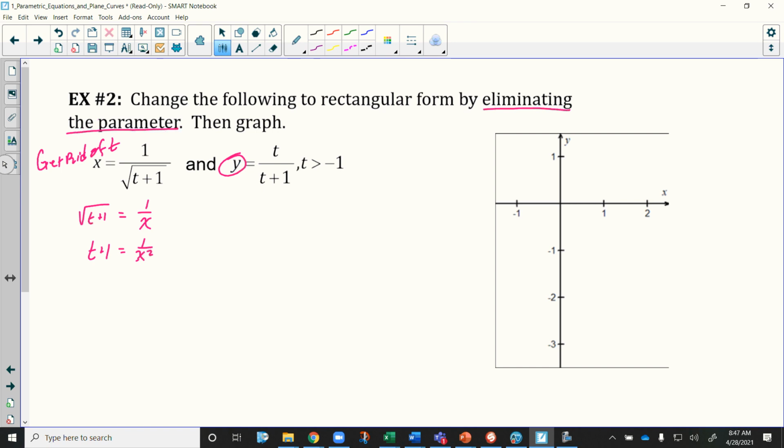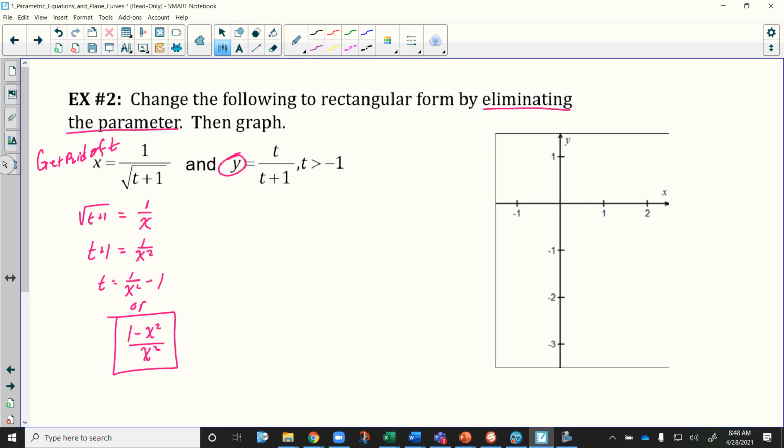And then we can move the 1 over, and that'll be t is equal to 1 over x squared minus 1, or the other way that we can write it is 1 minus x squared over x squared with a common denominator. And in this case, the common denominator is probably going to work out a little bit nicer when we go back and do our substitution.